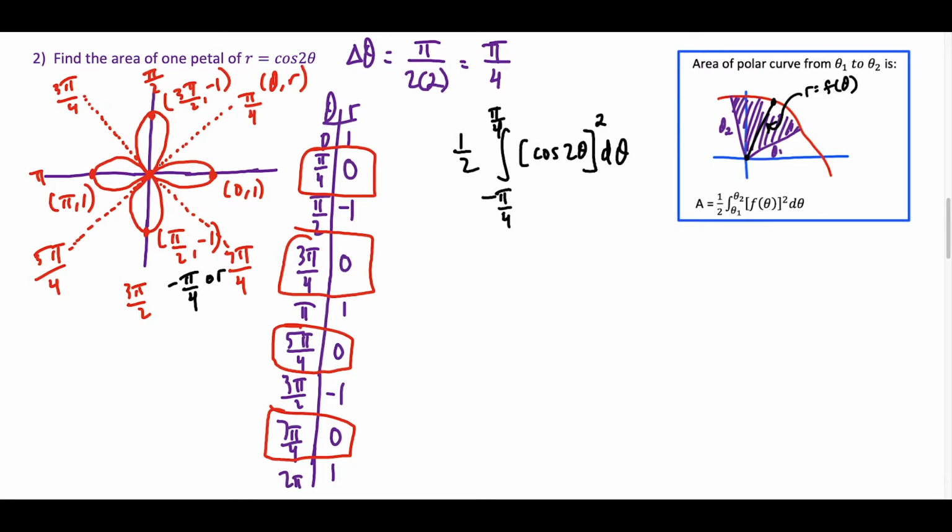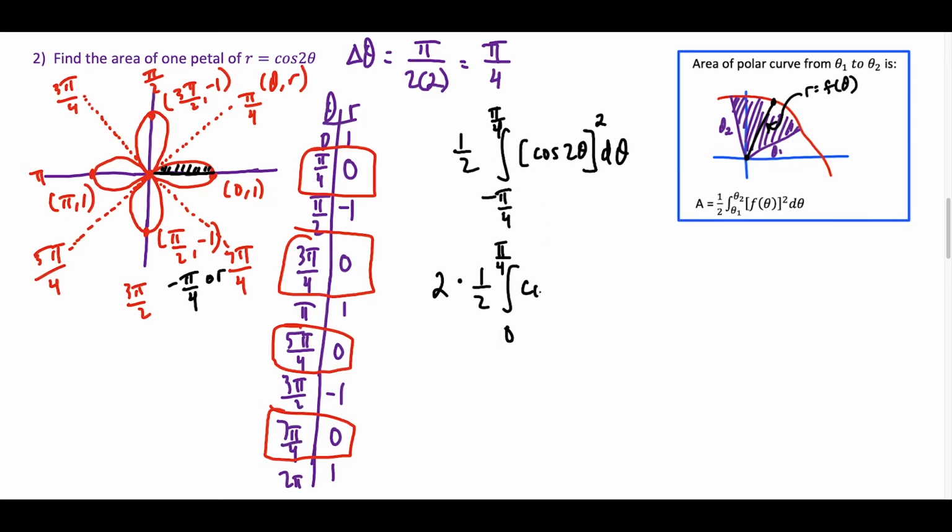But once again, we could make use of symmetry. Notice that these petals have lines of symmetry. The petals facing the right and left, the x-axis acts as a line of symmetry. So what we could do, instead of finding the answer to this integral, is we could do 2 times 1/2 the integral from 0 to pi over 4 and just evaluate this integral instead, and we're going to get the same exact answer as we would evaluating this one.